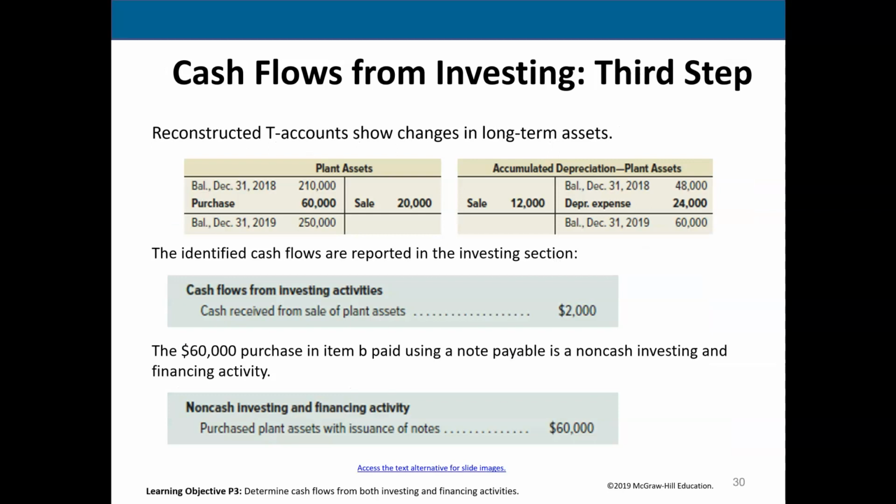Here are the T accounts for those. So you can clearly see that the plant asset started at $210,000, purchased $60,000, sold $20,000. So the net amount at the end of the year is $250,000. Accumulated depreciation went from $48,000 to $60,000.